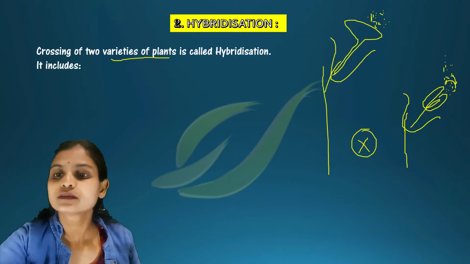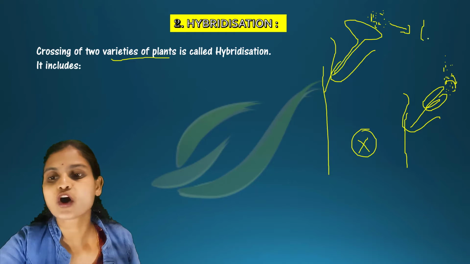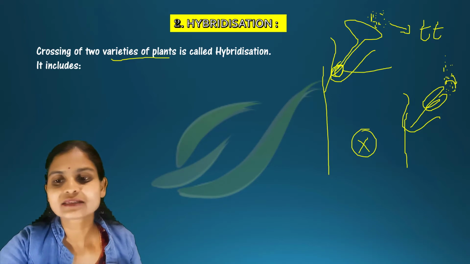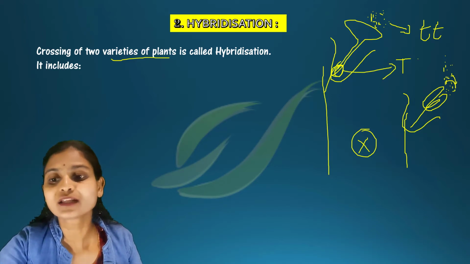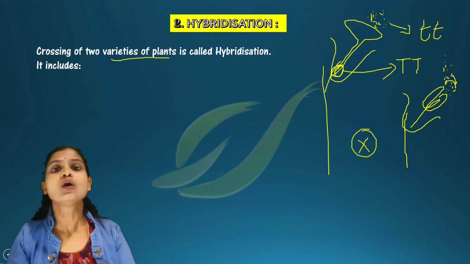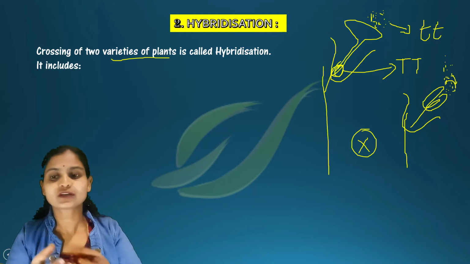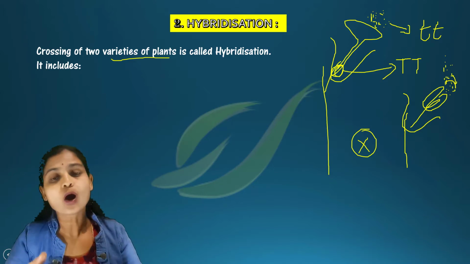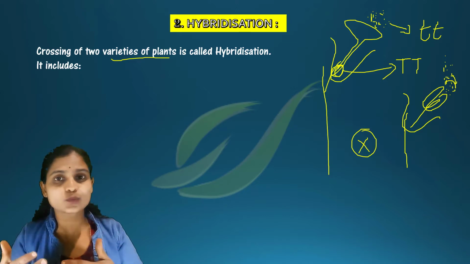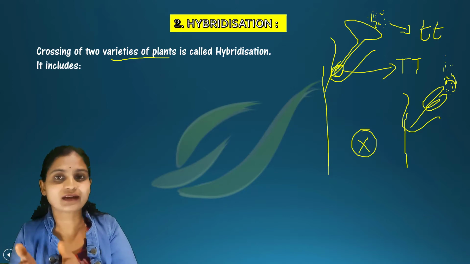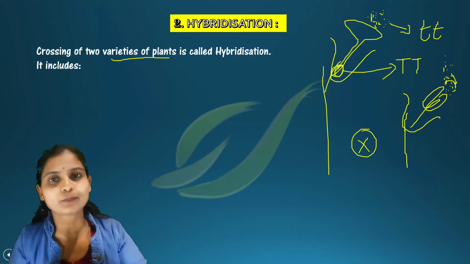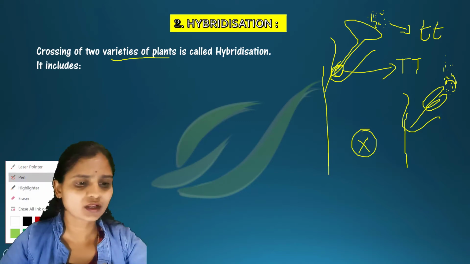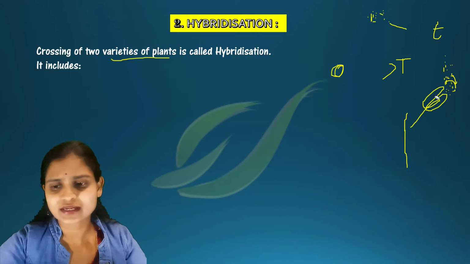Now what happened? This pollen grain has the genes for shortness and the egg has the gene for tallness. He wanted to see the result, that is, after collecting the seeds, whether the seeds will develop into tall or dwarf plants. Those collected plants we call hybrid plants. Now we are going to see all the steps involved in hybridization.